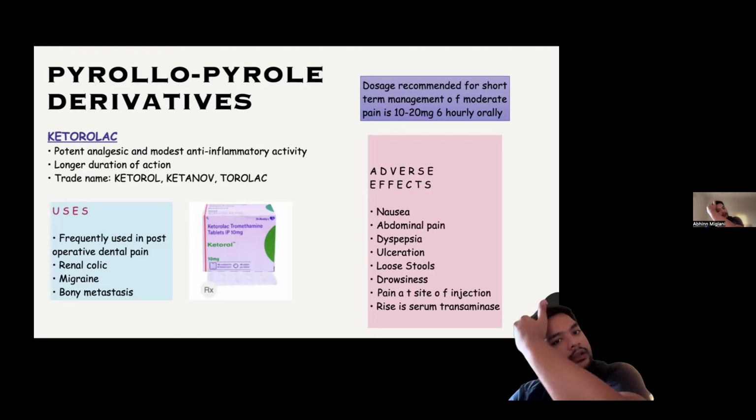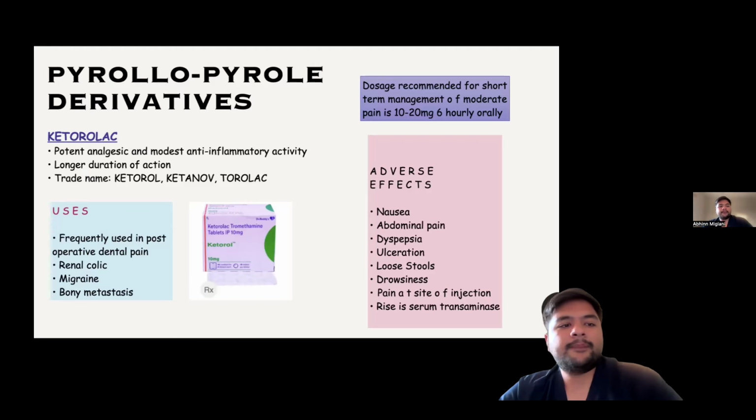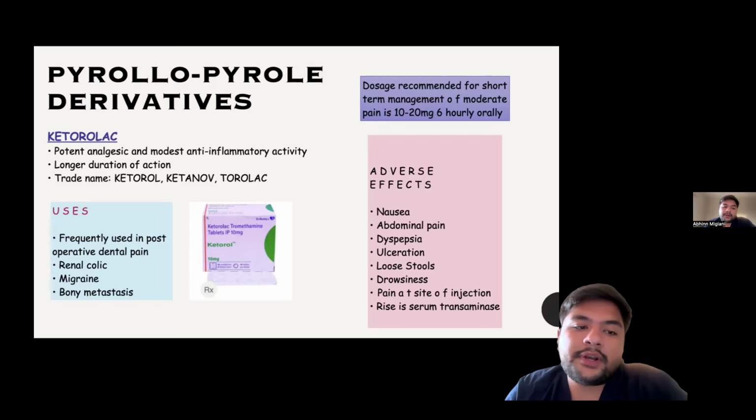And coming to the pyrrolo-pyrrole derivatives, we have ketorolac, the most favorite analgesic of all the dentists. It is a potent analgesic with modest anti-inflammatory activity and a longer duration of action. It is frequently used in post-operative dental pain, renal colic, migraine, and bony metastasis. The dosage recommended for short-term management of moderate pain is 10 to 20 mg 6 hourly orally. Adverse effects written here include nausea, abdominal pain, dyspepsia, ulceration, loose stools, and drowsiness.